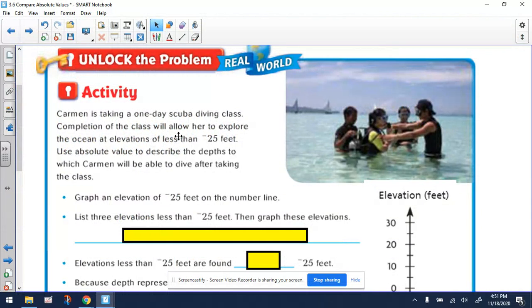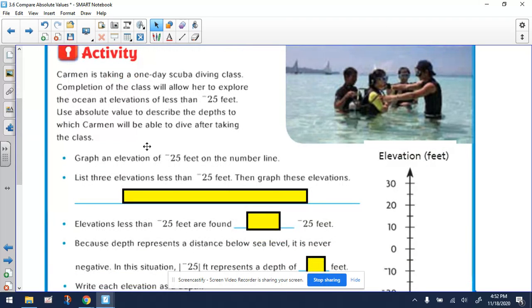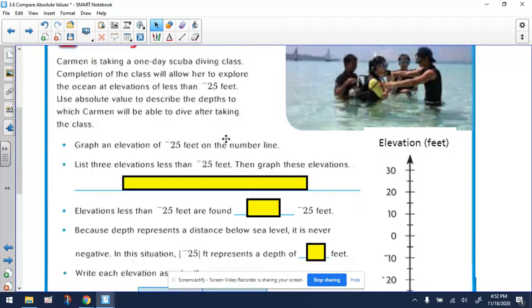It says Carmen is taking a one-day scuba diving class. Completion of the class will allow her to explore the ocean at elevations of less than negative 25 feet. Use absolute value to describe the depths to which Carmen will be able to dive after taking the class. So step one, graph an elevation of negative 25 feet on the number line.